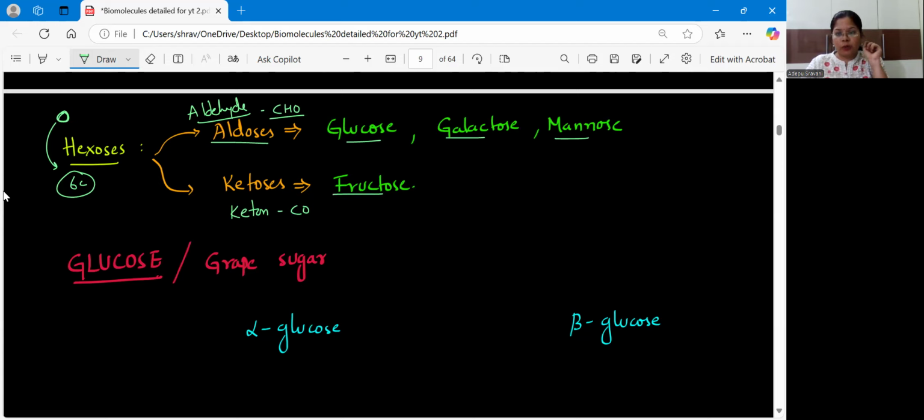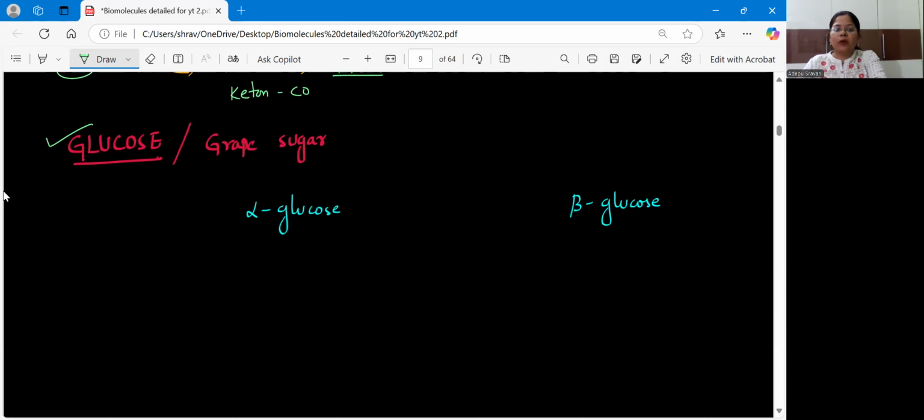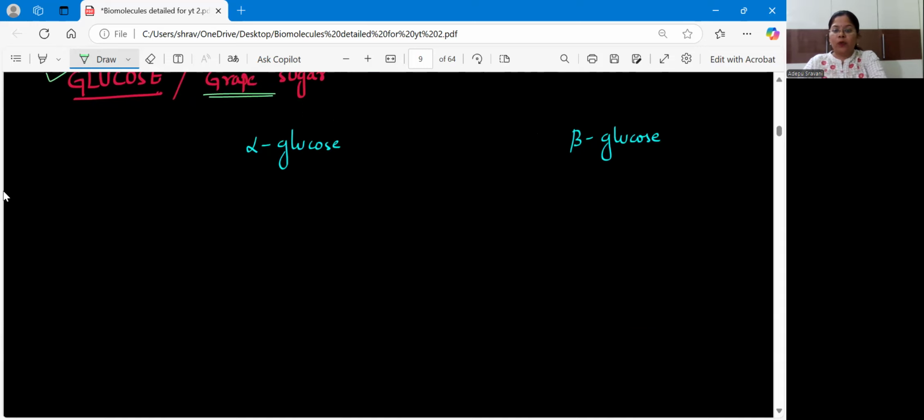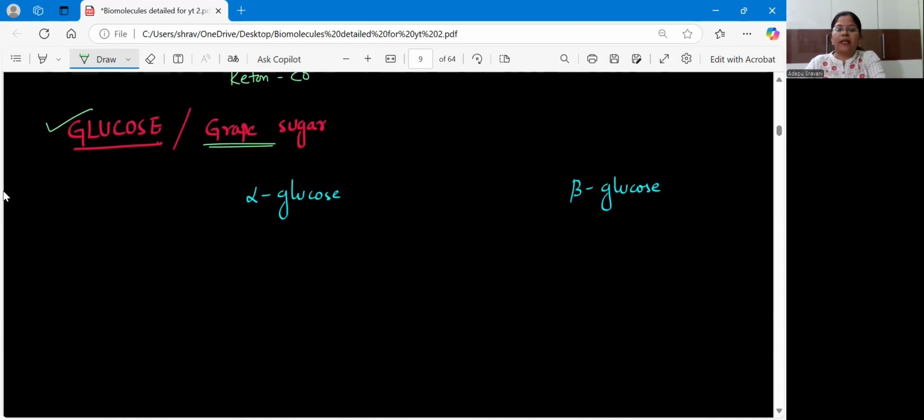Example will be fructose. So these are the different types of hexoses we have, but in your syllabus, they have mentioned the structure of only glucose. So glucose we are going to study now. Glucose is otherwise called grape sugar. And in glucose again, we can have 2 types, alpha glucose and beta glucose, the same thing we have discussed for the ribose.